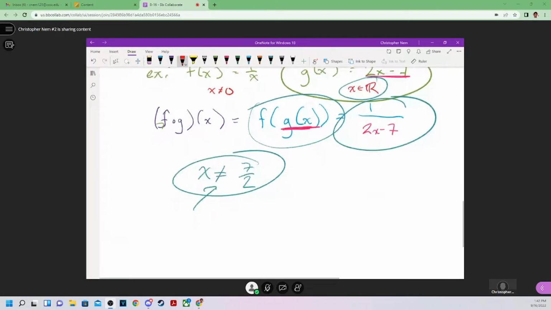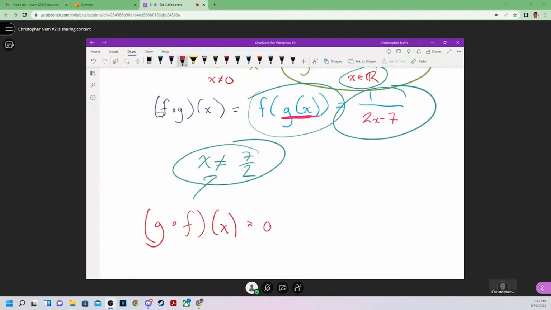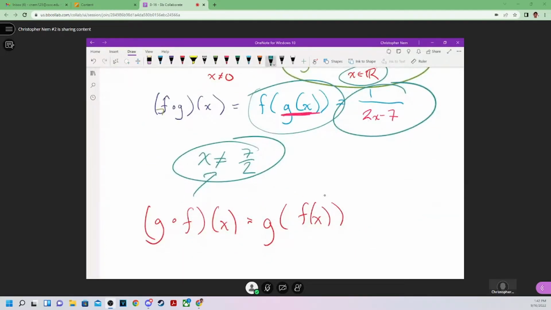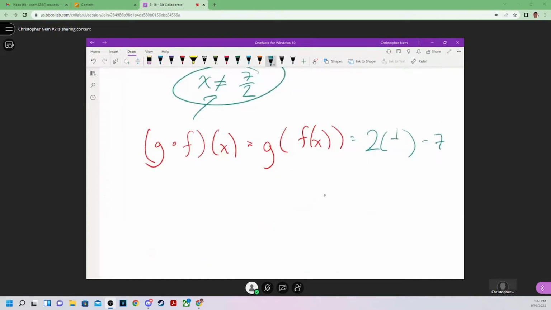Now, if I go backwards, however, if I do g of f, your domain changes. So now I have my function g, and I throw inside f. Well, what is my function g doing? It's doing 2 times my input, 2 times my input minus 7. Now, what's my input? This time my input is f. F is this guy, so it's 1 over x. So if I simplify that, that's going to be 2 over x minus 7 is my new function. This is g of f of x.